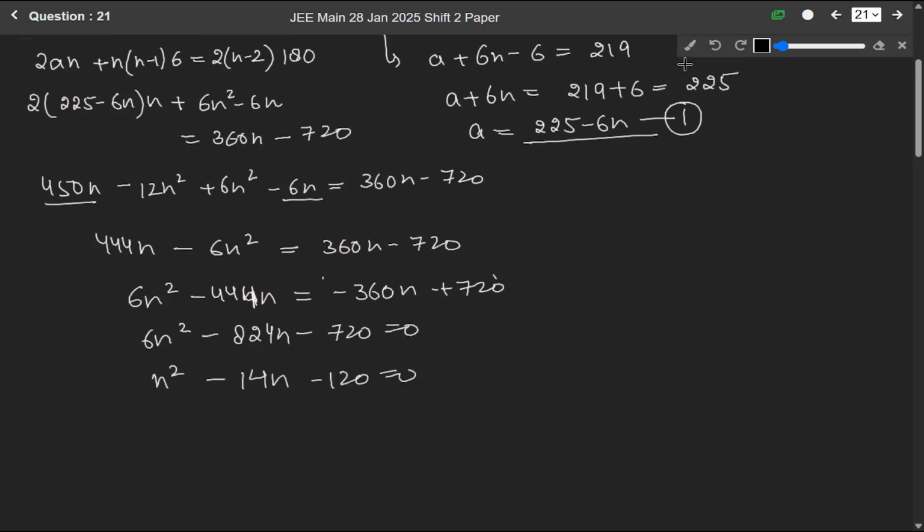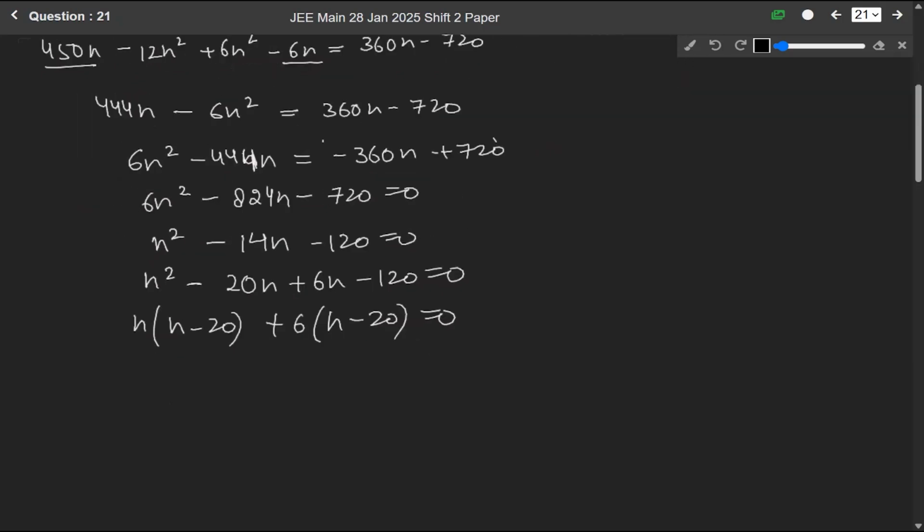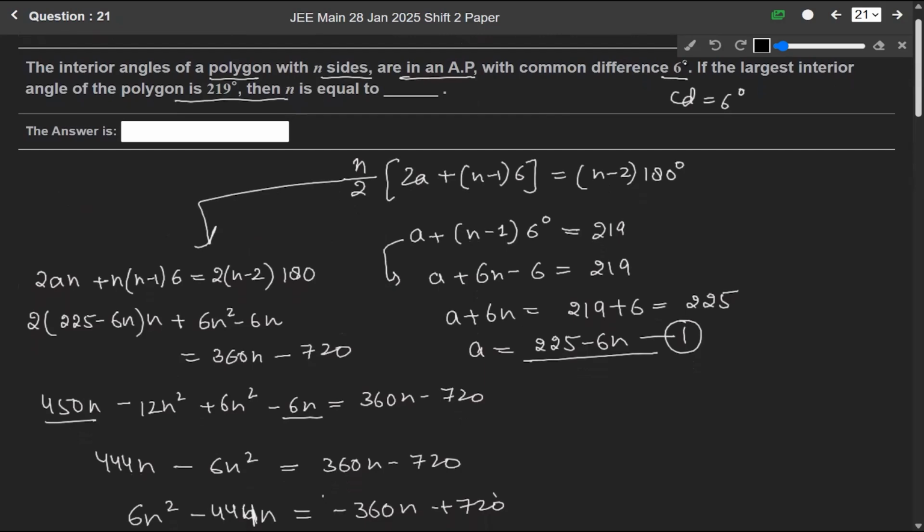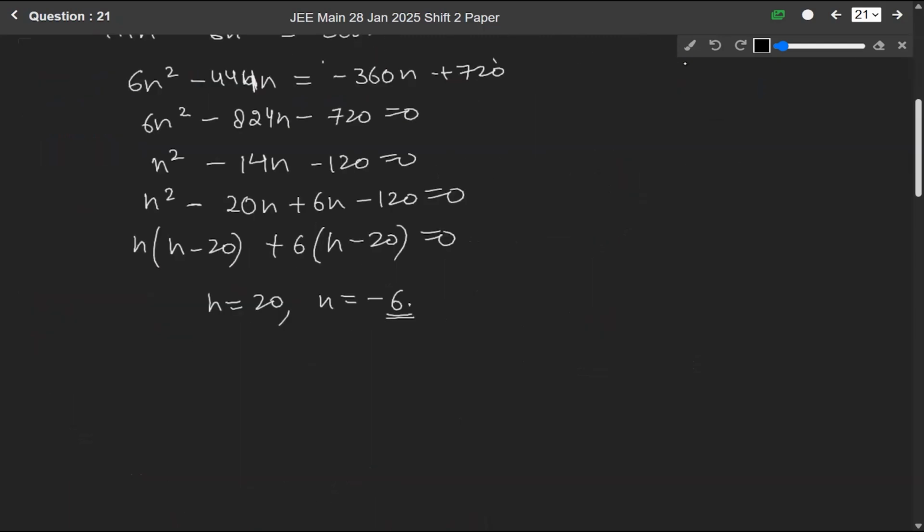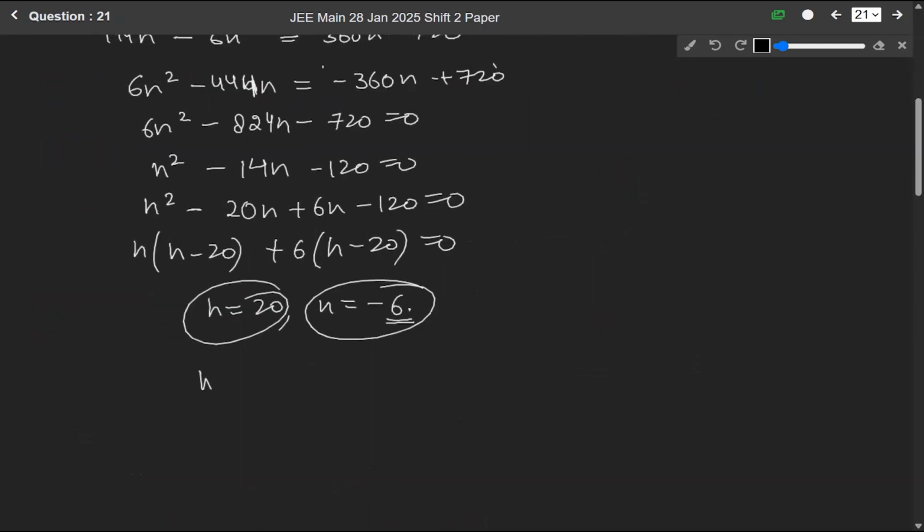So when we factorize it, we get n square minus 20n plus 6n minus 120 equal to 0. Taking n common, n (n minus 20) plus 6 (n minus 20) equal to 0. So its factors give n equals 20 and n equals minus 6. Now, since we have to find the value of n, n cannot be negative here. So the value of n is 20. So our answer is n equals 20 here. Okay.